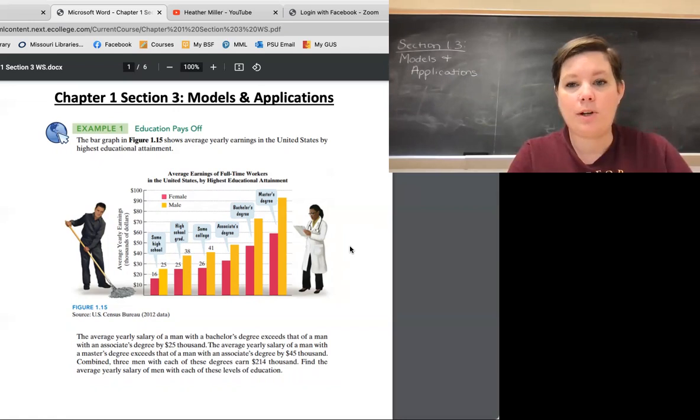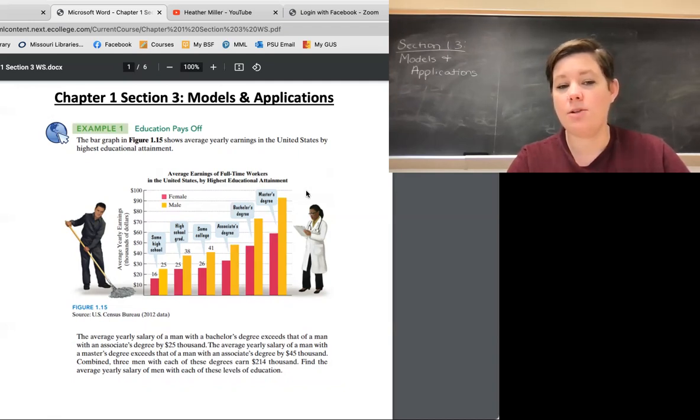So the first example we're going to work on is talking about how much salary someone makes based on the amount of education that they have. It gives us this nice graph where it shows you the male and female comparison of how much they make per year based on their education level. As you notice, there's an associate's degree, a bachelor's degree, and a master's degree, but those don't have numbers on them because that's the information that we're going to end up finding out through working our problem.